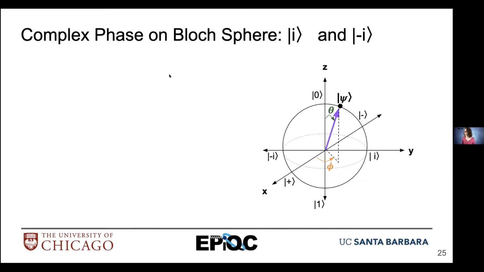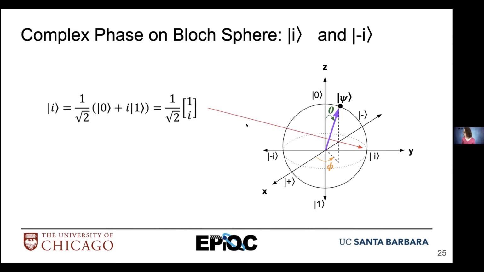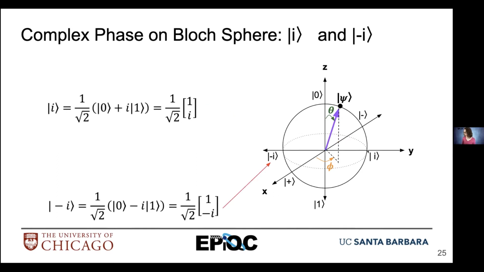All right, so we have these complex values that are going to be part of our probability amplitudes for our states. So let's look at some complex phase on the Bloch sphere. We looked a little bit at this last time. We have our state ket i, which rests on the y-axis in the positive y direction. And then we have the state ket negative i, which also lies on the y-axis, but in the negative direction. So we can see that we have a plus i phase in ket i, and then a minus i phase in ket negative i.